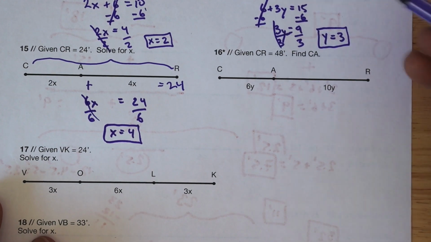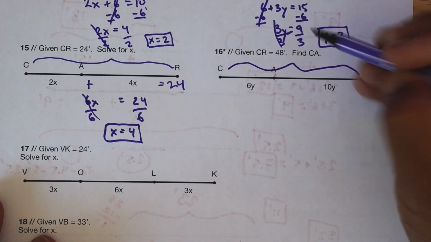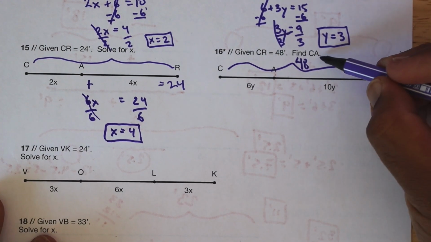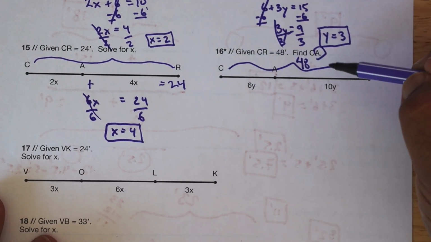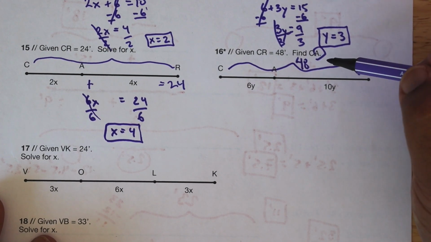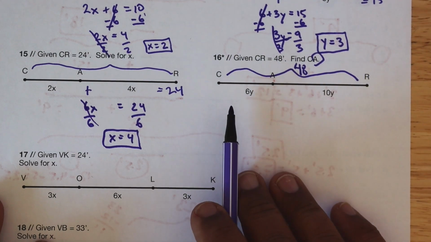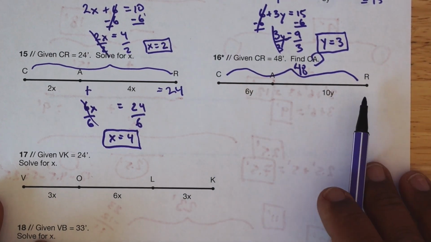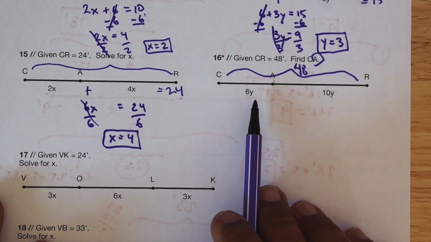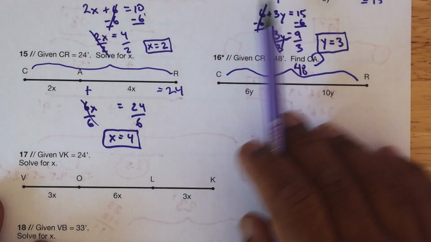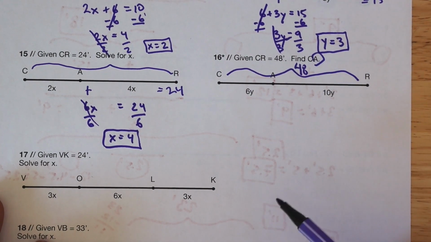Number 16 over here. Given CR is 48. So this whole thing is 48. Find CA. So why is this little asterisk there? It's the trick question. So let's see what we do while we get there. So first off, CR is 48. And I need to find, not the whole distance, sorry, just CA. So how do I do that? First I need to figure out what y is. Here we solve for y. Here I need to know y so I can find CA.